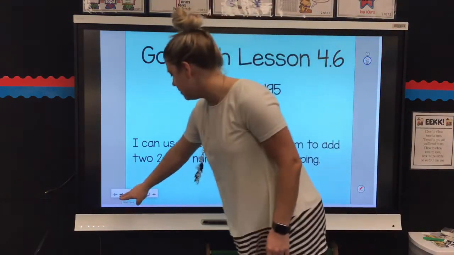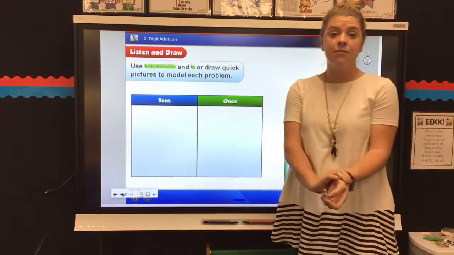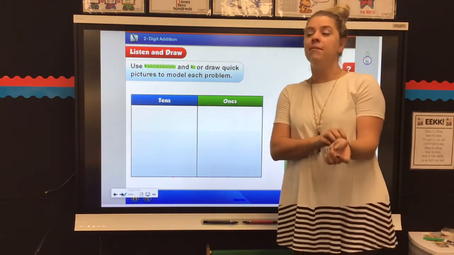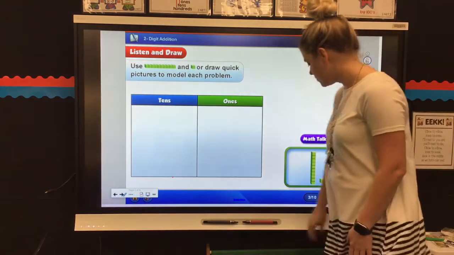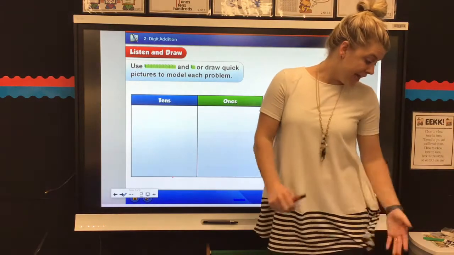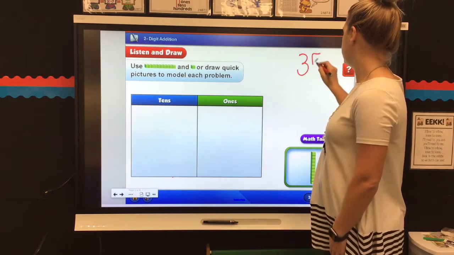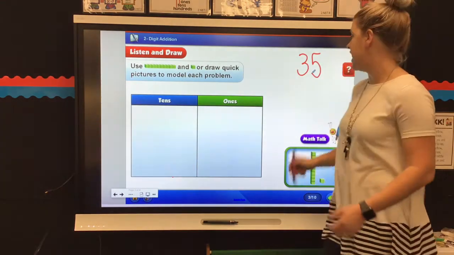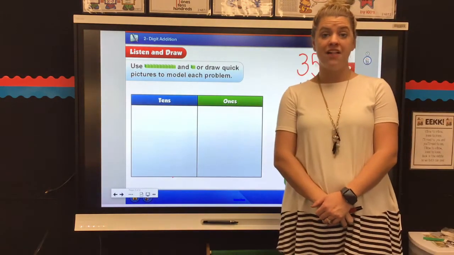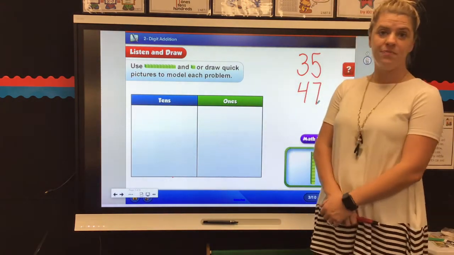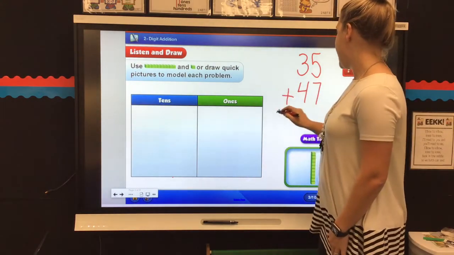All right, so here we go. You should be on, like I said, on page 193. We're only going to do one of them. I'm going to give you a problem that I want you to draw a picture of and we're going to solve, okay? So here we go. At the animal shelter, there were 35 dogs and 47 cats. How many animals are at the animal shelter all together? Now remember from yesterday, that word all together tells us we need to add.